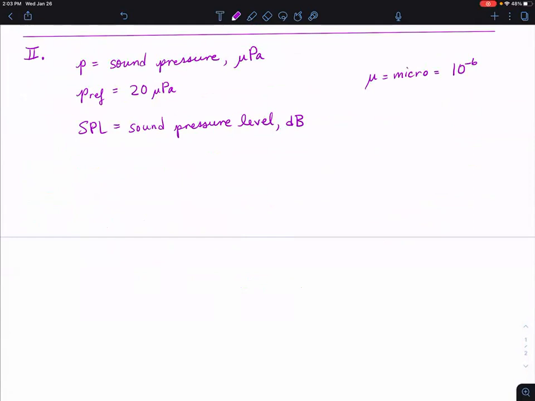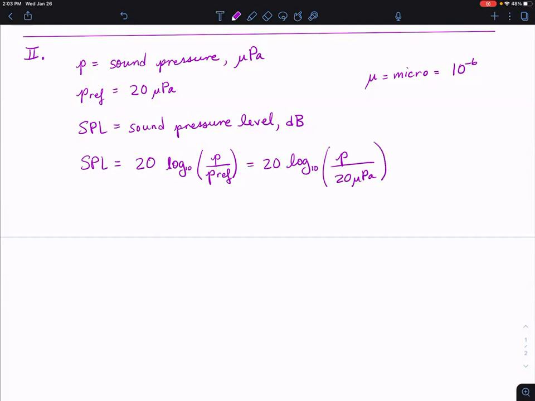All right. So we have 2 equations. We have how to find the sound pressure level if we know the pressure. So it'll be 20 times log, and this is log base 10, P divided by P ref. Again, P ref will always be 20 micropascals. So it will be 20 log 10, and then it'll be your pressure, whatever's given in your problem, divided by 20 micropascals. That is true for sound in air.